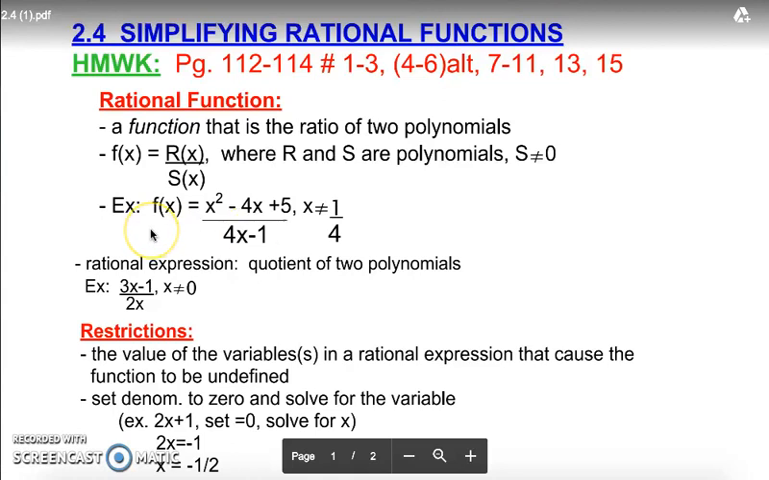So if I see the function f of x equals x squared minus 4x plus 5 over 4x minus 1, focus on 4x minus 1. What value of x will give you a 0 denominator? It turns out it will be 1 over 4. Therefore, we say that x cannot be 1 over 4 because that's the restriction of the function f of x.